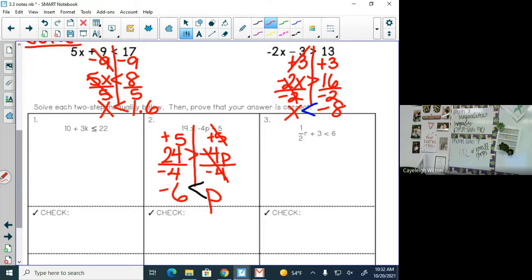Okay, so once again, see how the x is on the left side? Leave the x on the left side. P's on the right side, leave it on the right side. Okay? Why don't you all try number 1?